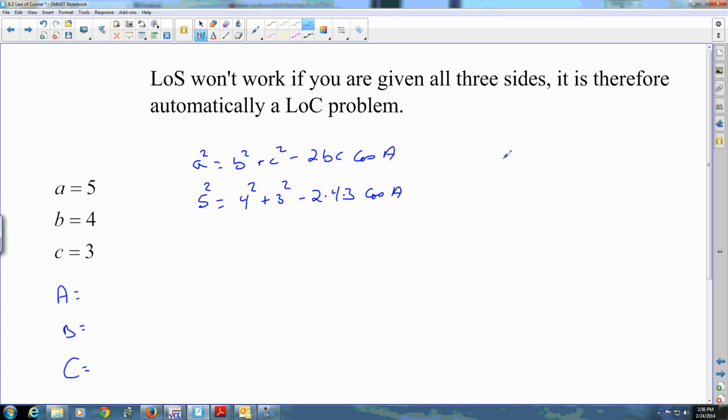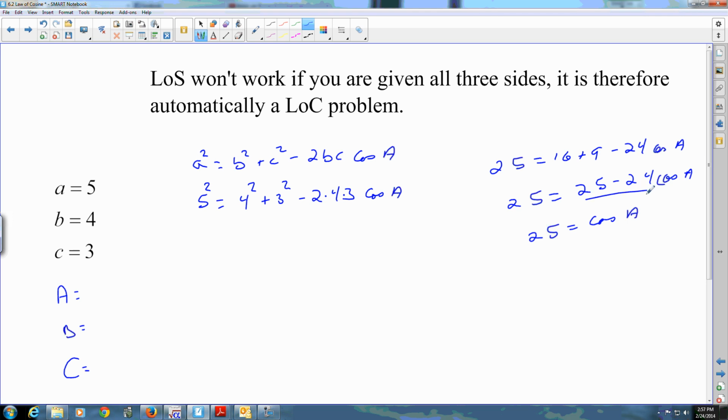Because what frequently happens is kids will go 25 equals 16 plus 9 minus 2 times 4 is 8 times 3 is 24, cosine A. And somehow they think that they can go 25 is equal to 25 minus 24 cosine A, and go, okay, that's going to be 1. 25 is equal to just cosine A because I have 1. No, that's wrong. You can't combine this. Absolutely not. You can't, because this is multiplying. You can't bring this together. Don't do it. I'm just saying, just don't.